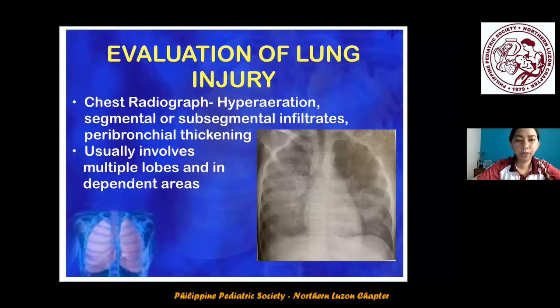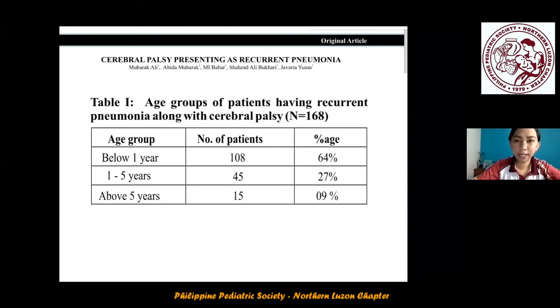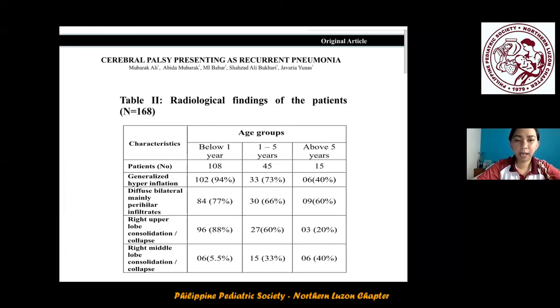So this study was done to determine the clinical and the radiologic profile of children with cerebral palsy, and they found out that the radiologic findings were variable among different age groups with involvement of both lungs in almost all cases. Here they reported main findings, which included the presence of hyperaeration, perihilar infiltrates, consolidation, and collapse, which was mainly seen in the upper and the middle lobes.